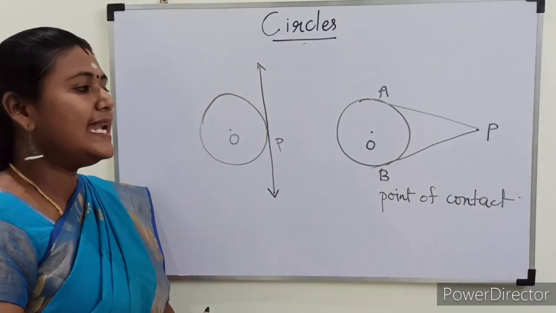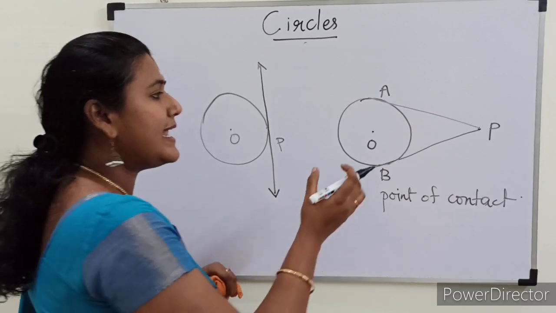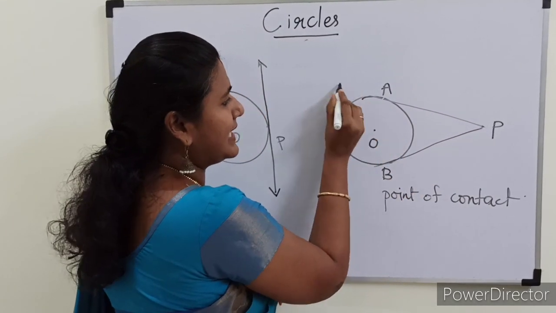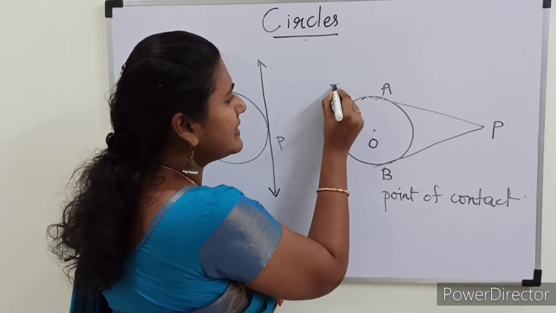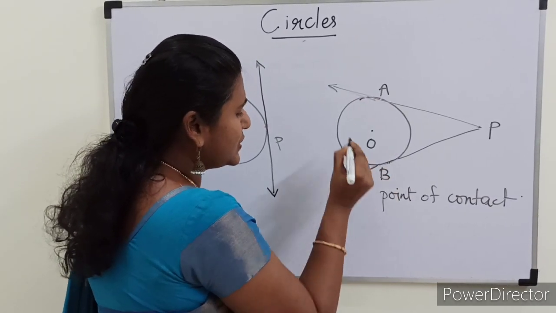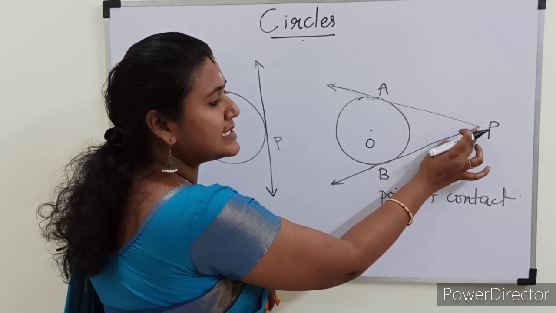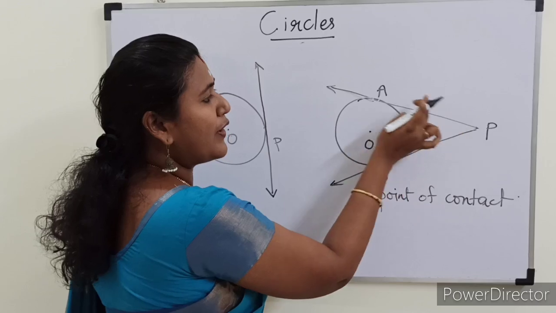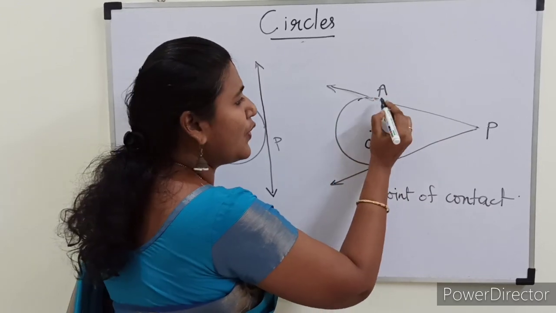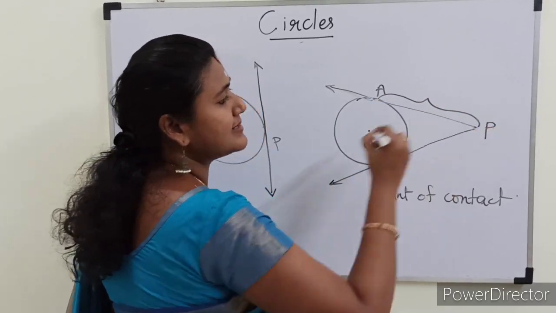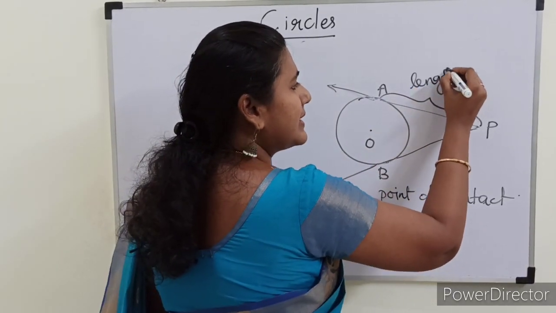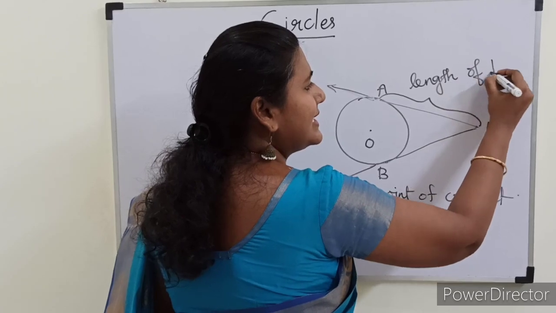Now, what is the length of a tangent? Actually, the tangent is a line. So, here the length of the tangent is the segment of the tangent from the external point to the point of contact. This measurement is called the length of the tangent.